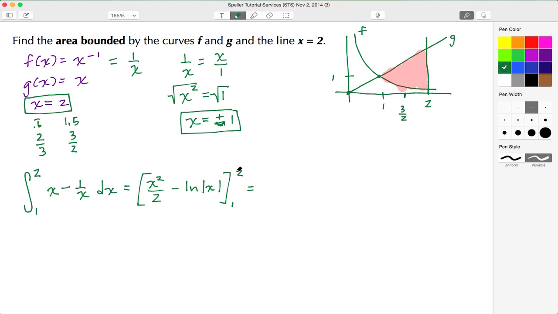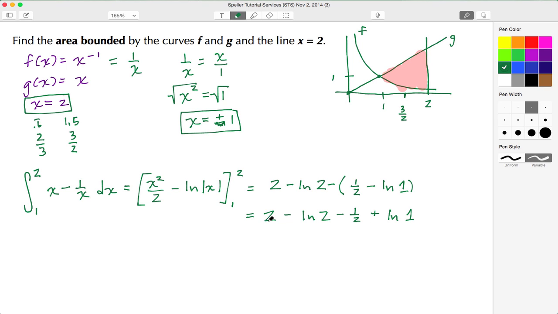So for the first one, for the upper limit, 2 squared is 4, and 4 divided by 2 leaves me with 2, minus the natural log of 2, minus the lower limit. I input a 1 for the x values, so 1 squared is 1, divided by 2 leaves me with just 1 half, minus the natural log of 1. Alright, at this point I need to again simplify, so I'm going to distribute this negative to both of these terms. So I have 2 minus the natural log of 2 minus 1 half plus the natural log of 1.